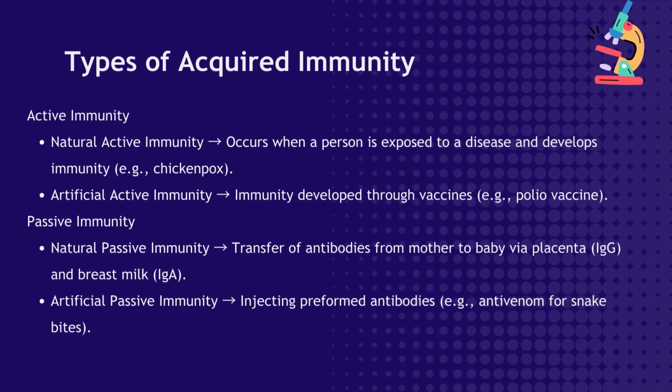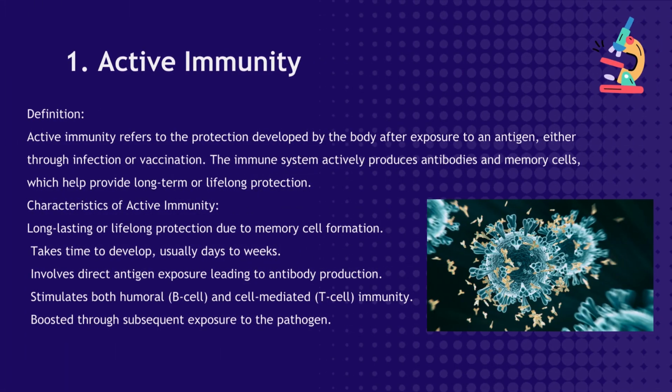Active immunity. Natural active immunity occurs when a person is exposed to a disease and develops immunity, e.g. chickenpox. Artificial active immunity: immunity developed through vaccines, e.g. polio vaccine. Passive immunity. Natural passive immunity: transfer of antibodies from mother to baby via placenta (IgG) and breast milk (IgA). Artificial passive immunity: injecting preformed antibodies, e.g. antivenom for snake bites.